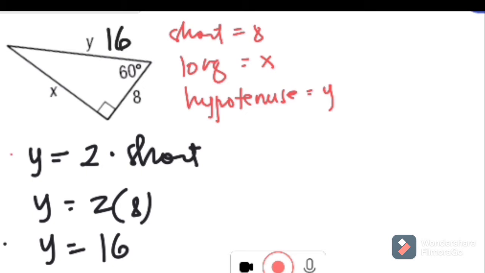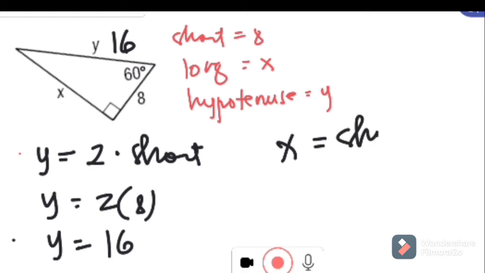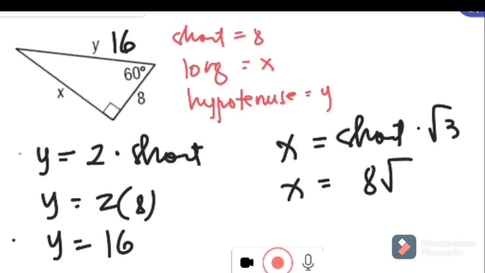Now let's find the longer leg. The longer leg is x. To find the longer leg, short times the square root of 3. So the measure of our short is 8. So x is equal to 8 times the square root of 3. So the answer is 8 square root of 3. So this is now 8 square root of 3.